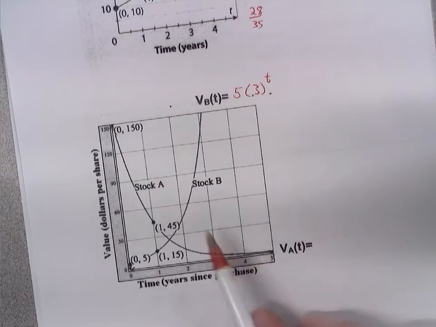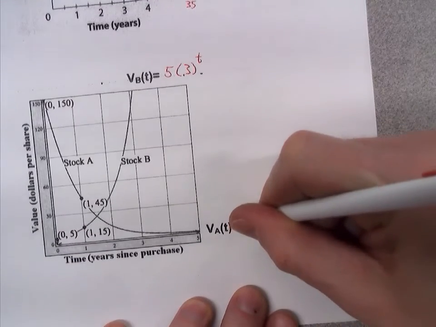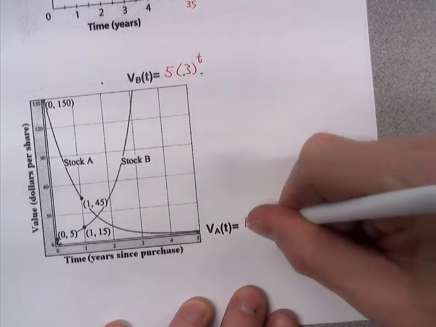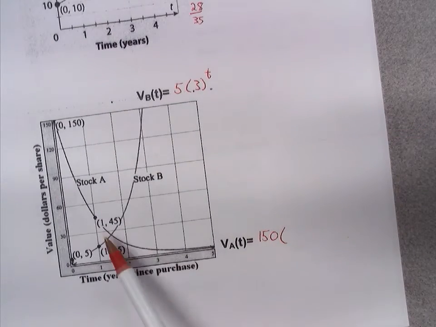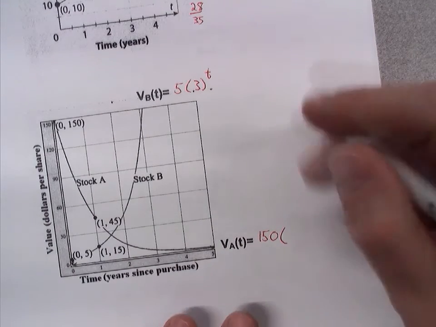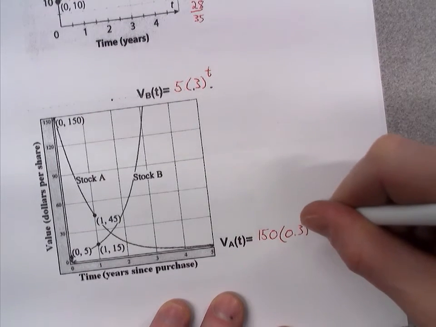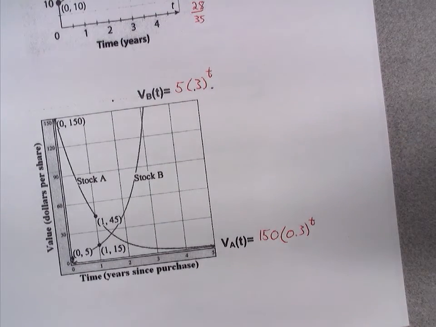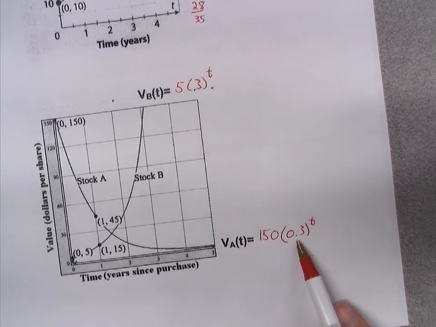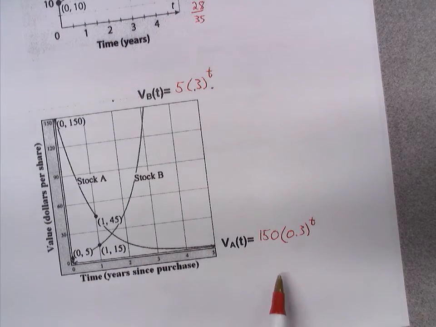For our second line over here, we've got 0, 150. So we know that our A value is 150 times, and then let's see, first value is 45 divided by 150. That gives us a value of 0.3 to the t power. So 150 times 0.3 to the t power. And that's just a nice, easy way to find the exponential equations when you've already got a graph in place.